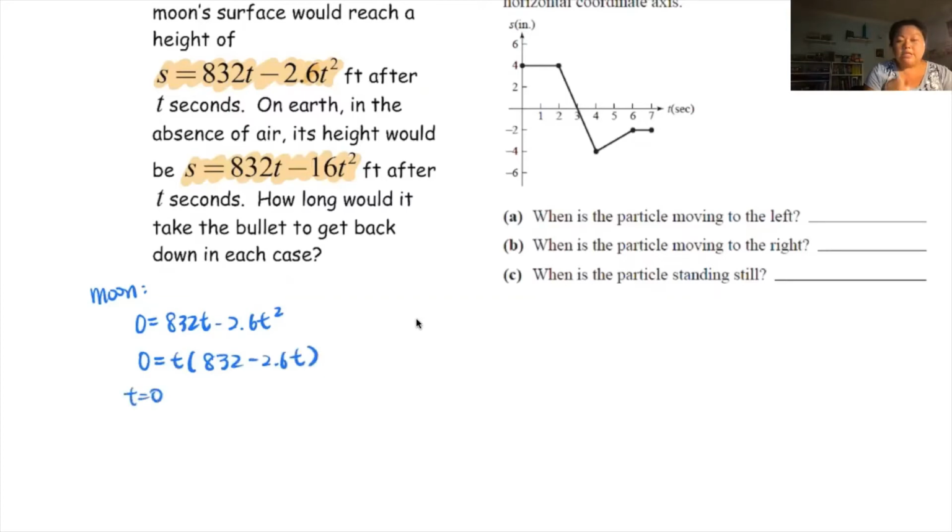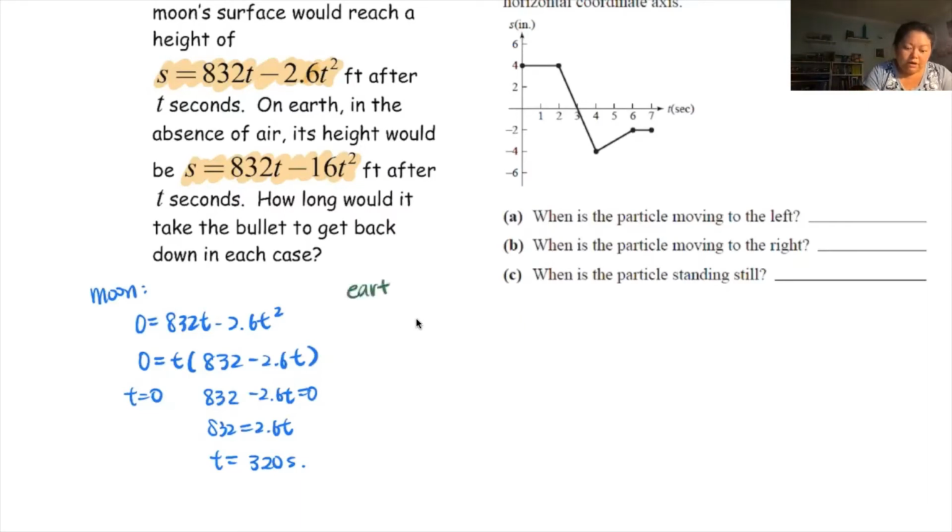So of course we set that t equals 0. That's your very initial when you first start firing the bullet, t equals 0. And then the second will be 832 minus 2.6t equals 0. That's 832 equals 2.6t. t is 832 divided by 2.6. t is 320 seconds. So on the moon, because the gravity is definitely less than the Earth, it's going to take longer for the bullet to fire up and then come back down. It's going to take 320 seconds, about 5 minutes, right? According to this equation. I don't know how true this equation is, but according to this equation.